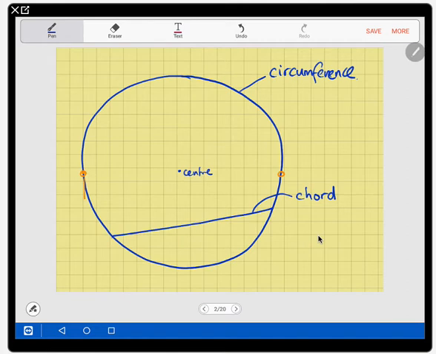Okay? So a chord is always smaller than the diameter. Actually, the diameter is a chord in itself, to be honest, right? But because it's the maximum length you can obtain for a chord, we give it a special name. We call it the diameter. Okay, so that's called a chord.